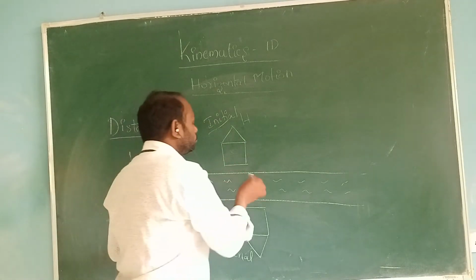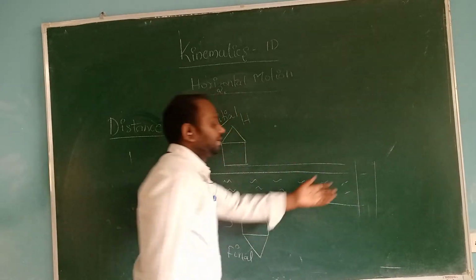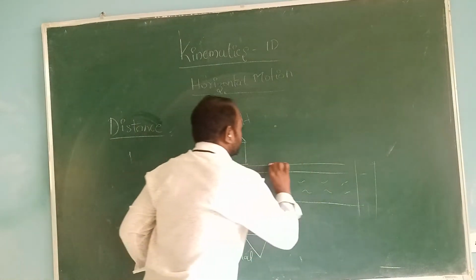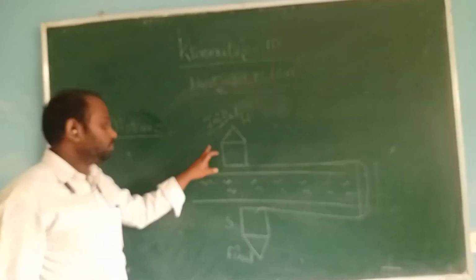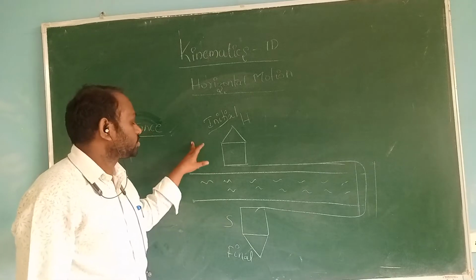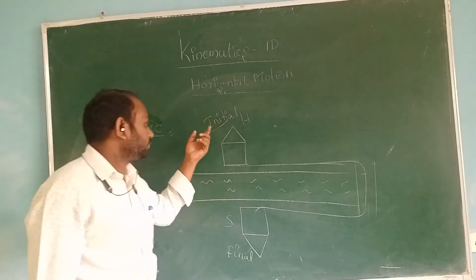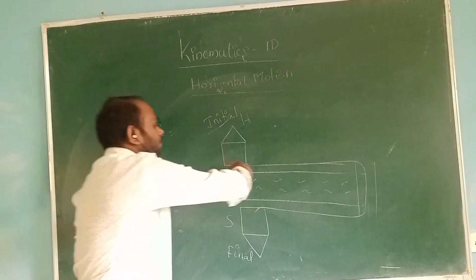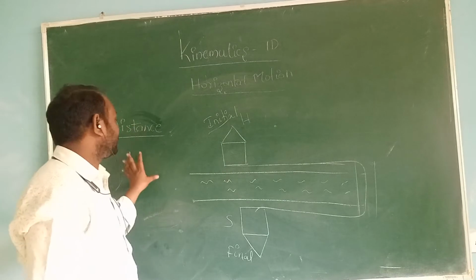How are you coming to school daily like this? Here is some bridge there. You are coming to school daily like this. We are covering the total path. The actual path of total length between initial point to final point. Daily you are coming to school like this. So we are covering the total path. So that is the distance.